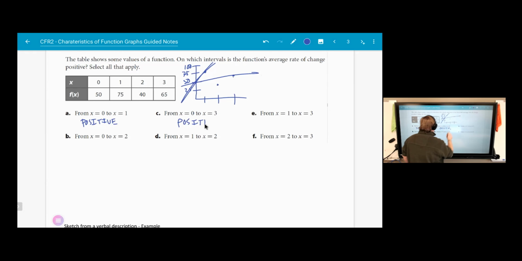And how else would I know that? Well, the second value is bigger. 75 is bigger than 50. 65 is bigger than 50. That's positive. How about from 1 to 3? That one looks pretty negative. And look, 65 is smaller than 75. This would be negative.